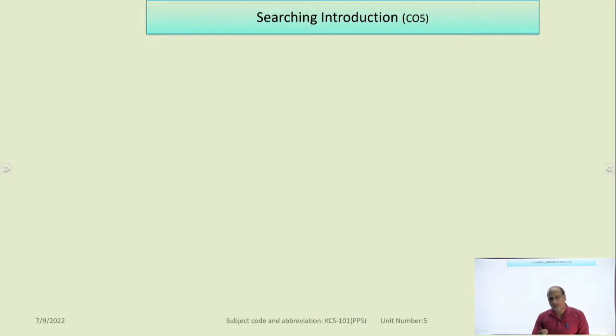Firstly, searching means finding an element in a given list, and if it is available in that list, we may say that the search is successful. Otherwise, if it is not available in the list, we say that the search is unsuccessful. We basically focus on two types of searching. First one is linear searching and second one is binary searching.